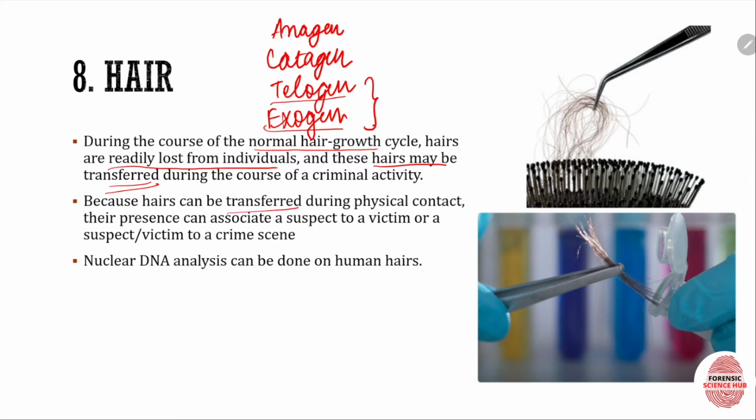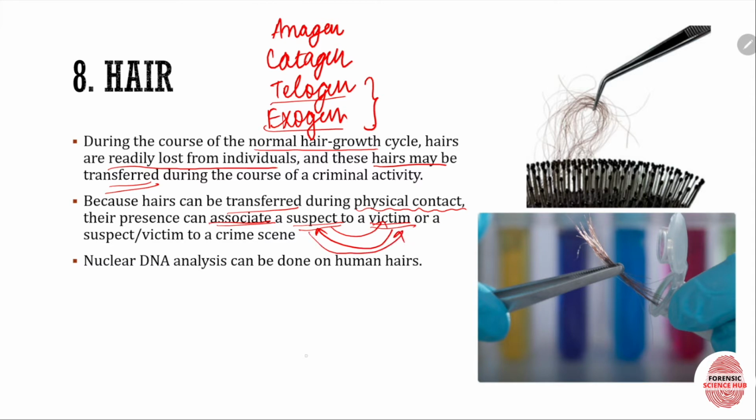Because hairs can be transferred due to physical contact or due to Locard's principle of exchange, we can easily associate them, as in a suspect can easily be linked to the victim. If victim's hair are found on the suspect, then they had some kind of contact, and if suspect's hair is found on the victim, then also the same thing.